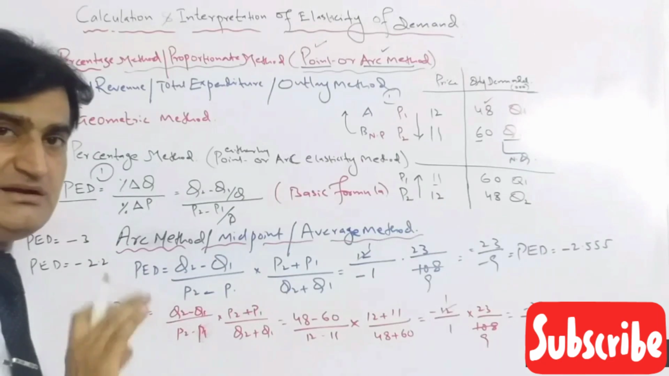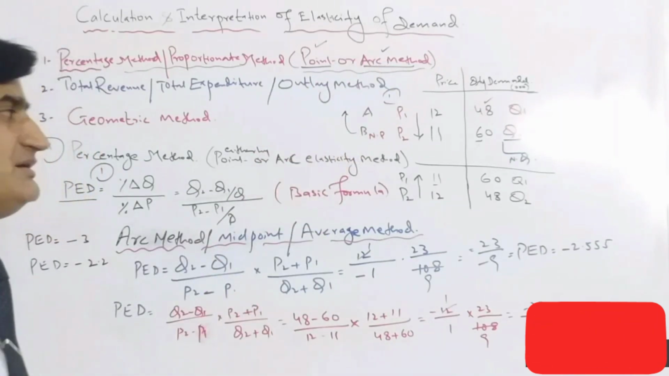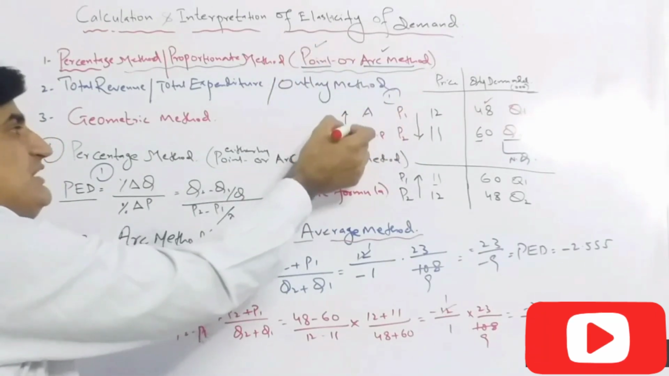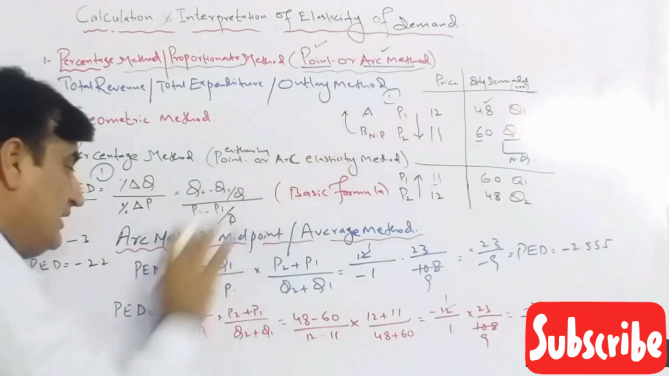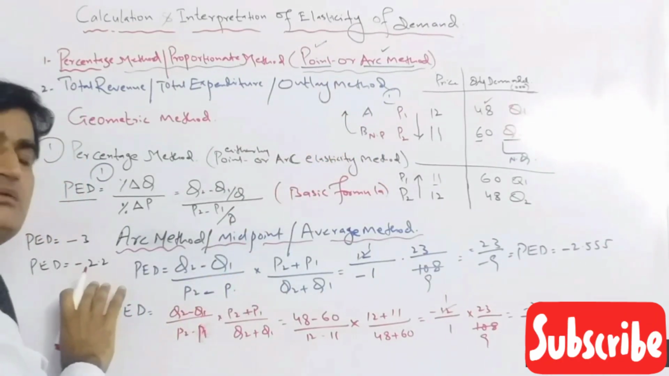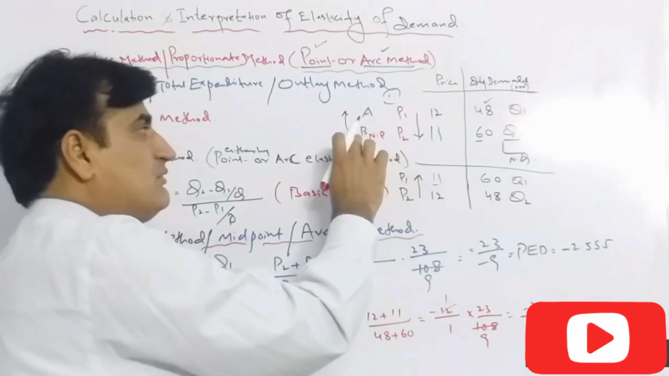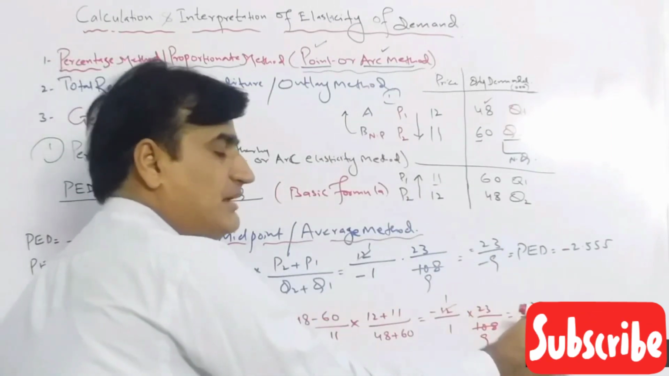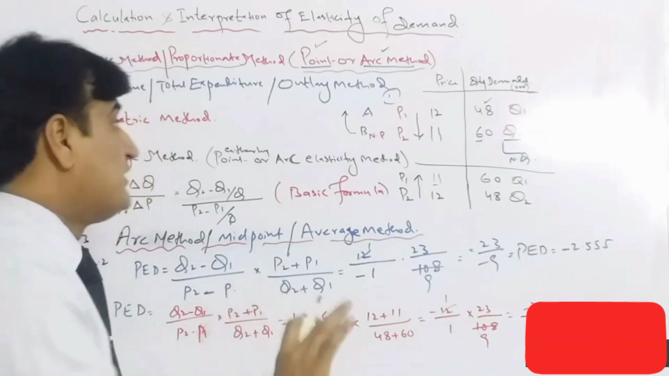So we have understood the difference between the point and arc method and which method is the best, because the drawback of the point method is that when we calculate the elasticity from A to B or from B to A, the result is changed. But in case of the arc method or midpoint method, the result does not change when we calculate the elasticity from B to A or from A to B. The result remains same. Remember it. That's why it's a preferred method.